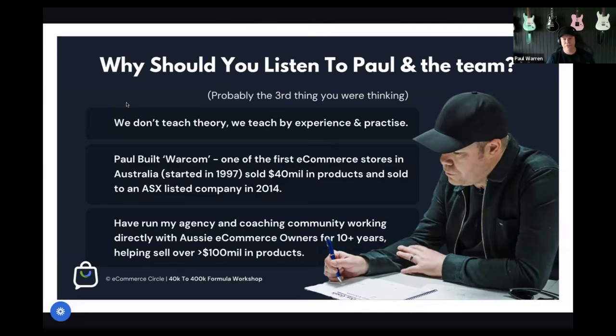So a quick background, as you can see with this slide. I started in ecom all the way back in like 1997 in Mum and Dad's house, and I overtook most of their house pretty quickly. I ran that business, which was called Warcom. I sold it in 2014 to an ASX listed company.